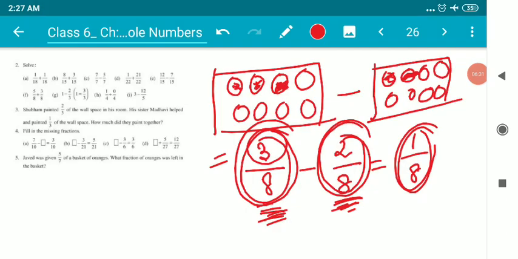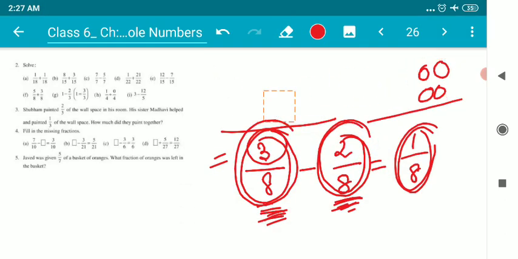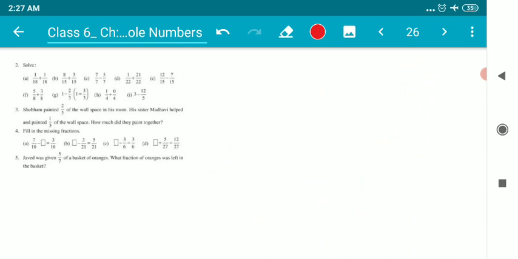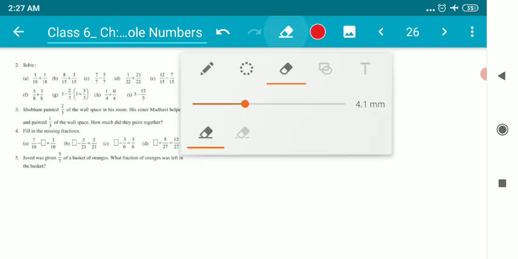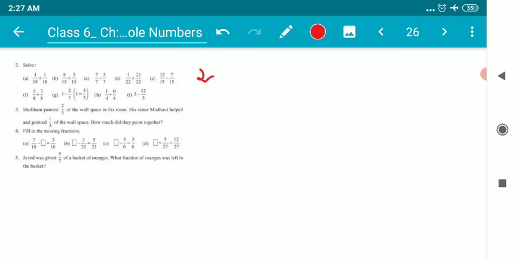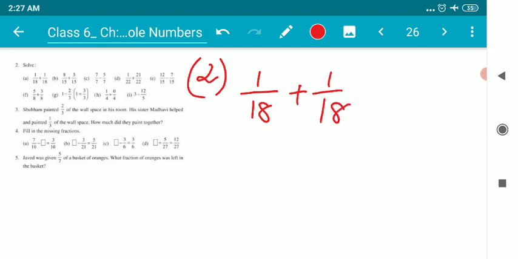Okay children, so I hope it's clear to everybody. There is nothing as such to understand. Simply we will write the fractions and we will subtract. Let me explain some questions of the same exercise. Question number 2, 1 by 8 added to 1 by 8. Just now, children, I explained a similar question. When the denominators are the same, they can simply be calculated by adding or subtracting the numerators.